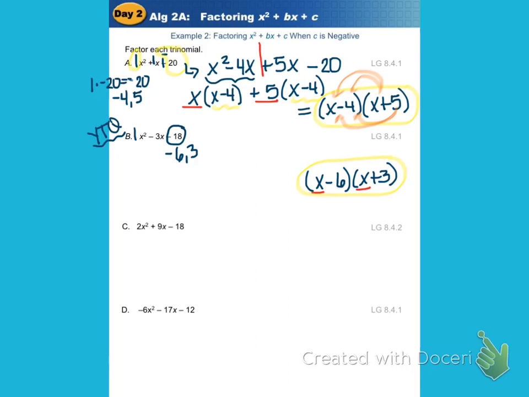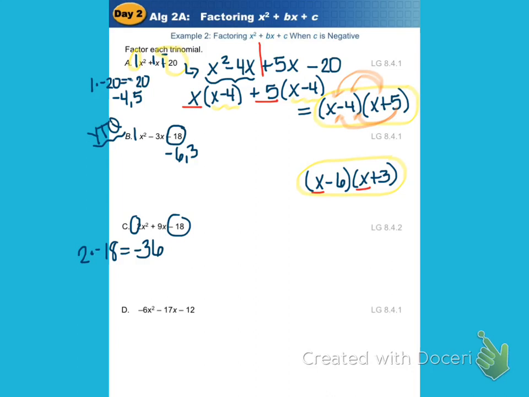Okay, let's quickly work through one more of these together. I've got 2x squared plus 9x minus 18. My A is 2 and my C is negative 18. So I have 2 times negative 18, and that gives me negative 36. I'm thinking about factors of negative 36 that have to add up to 9.